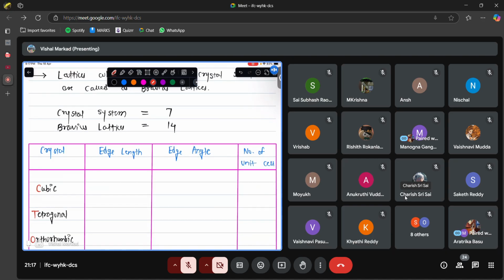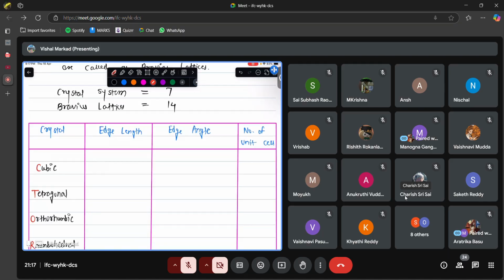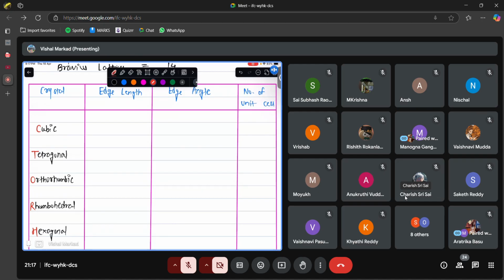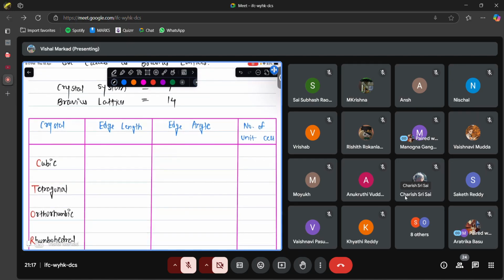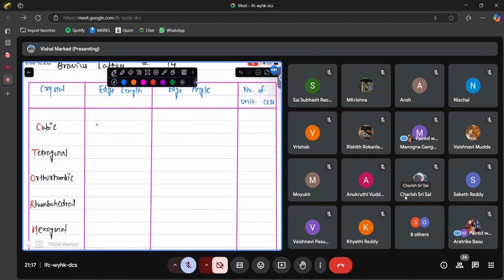Now the important thing you have to remember is their edge length values and edge angle values. I told you at the time of IPL. So how to remember this one? Can anyone tell? What is the edge length of a cubic unit cell? All are equal, so a equal to b equal to c. Then I told you how to remember this.